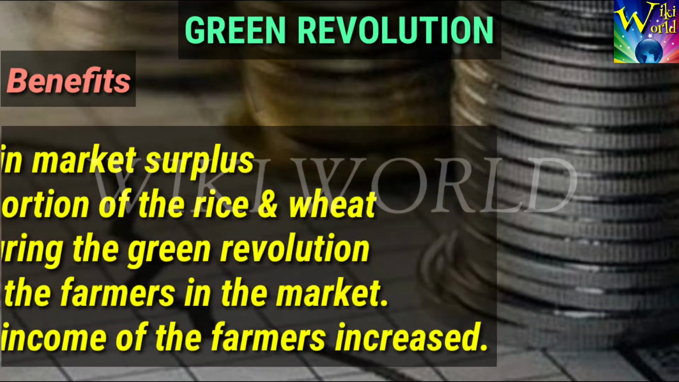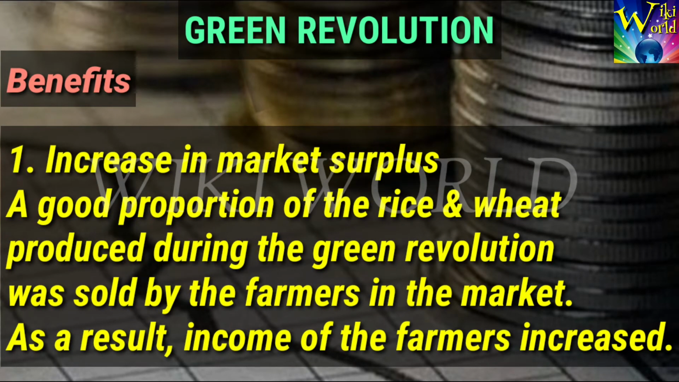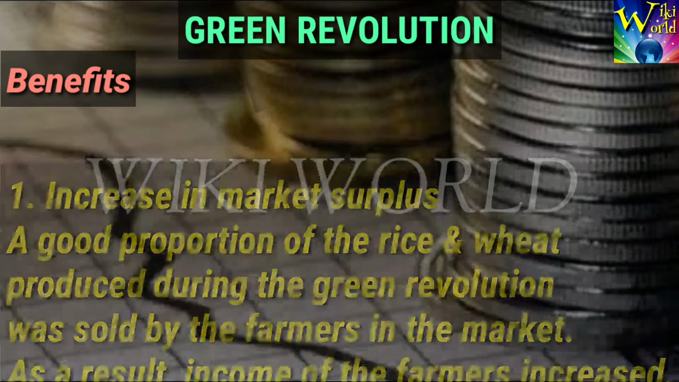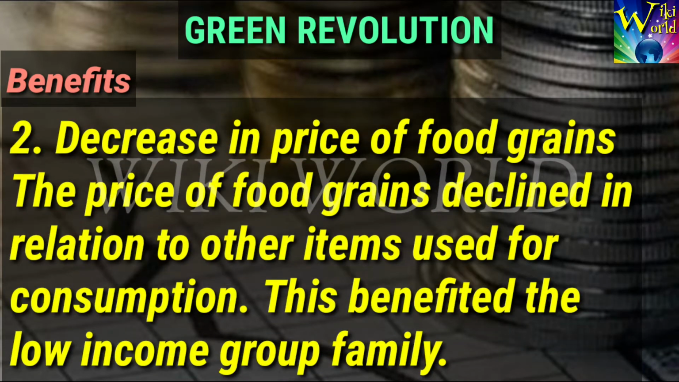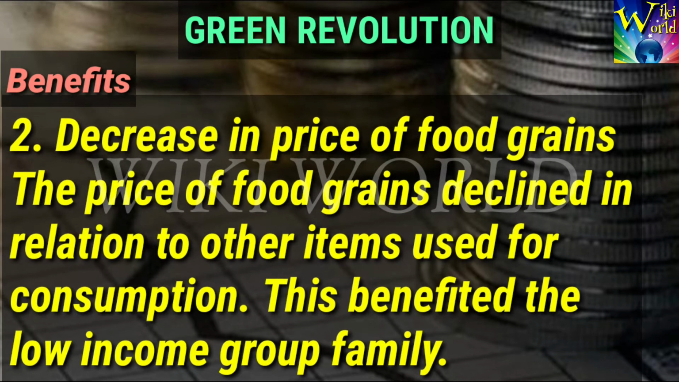Benefits. The first, increase in market surplus. A good proportion of rice and wheat produced during the Green Revolution was sold by the farmers in the market. As a result, income of the farmers increased. Second, decrease in price of food grains. The price of food grains declined in relation to other items used for consumption. This benefited the low-income group families.